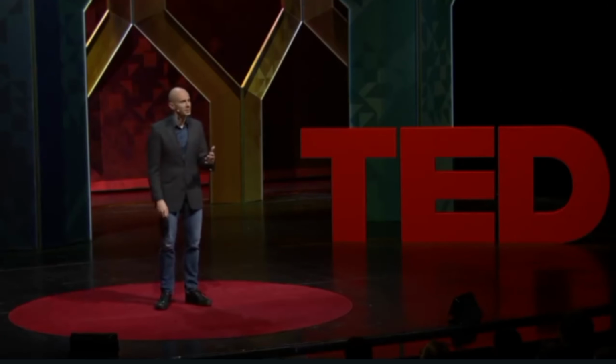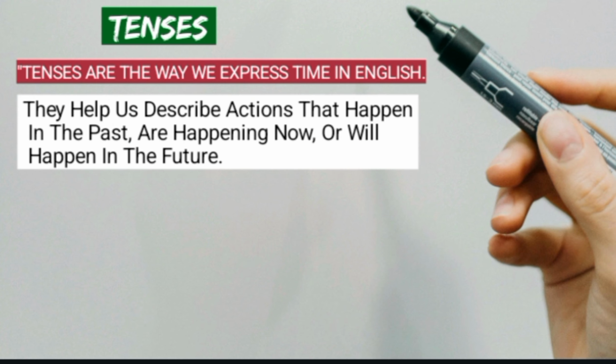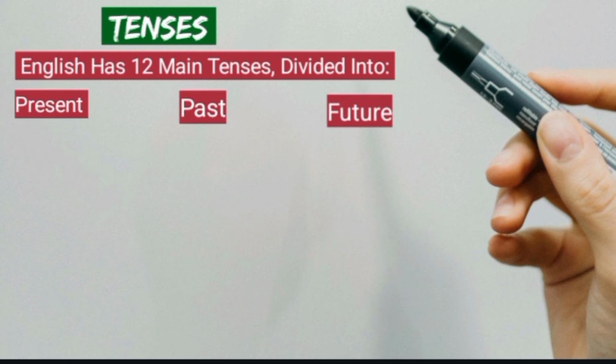Let's dive right in. Tenses. Tenses are the way we express time in English. They help us describe actions that happen in the past, are happening now, or will happen in the future. English has 12 main tenses, divided into past, present, and future.